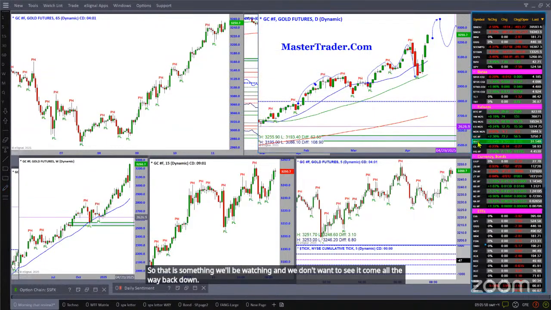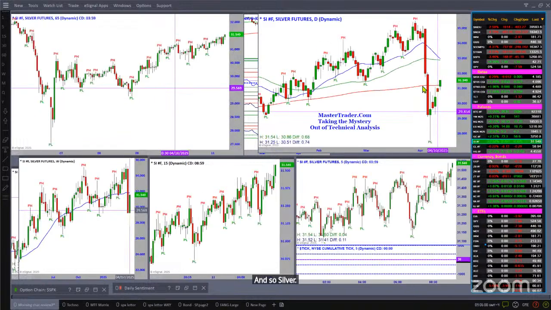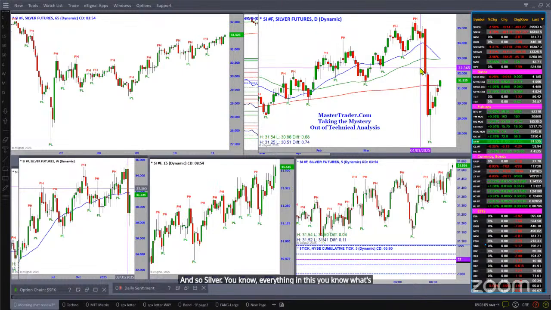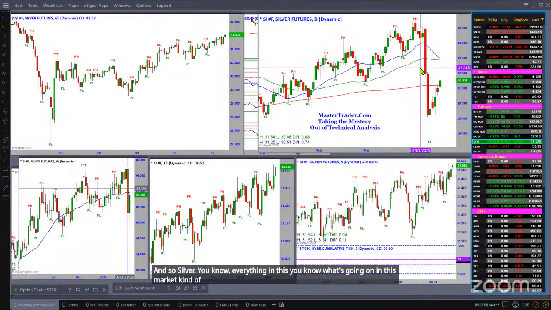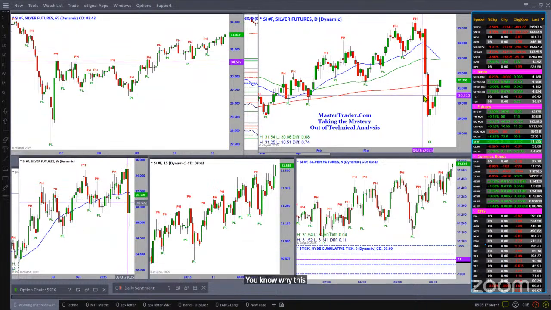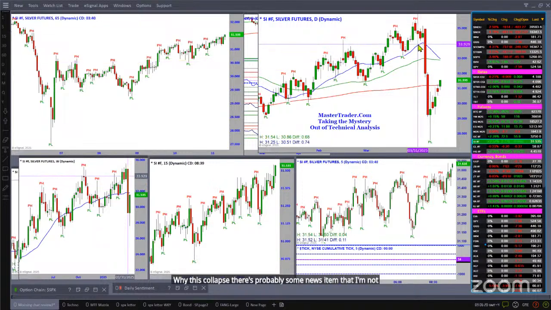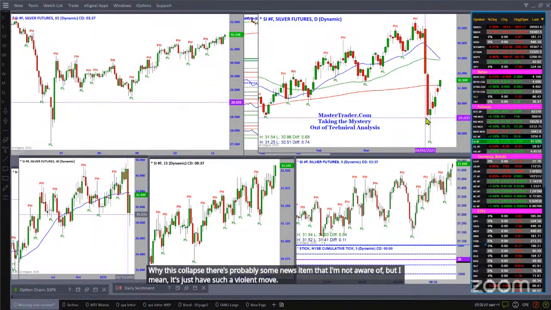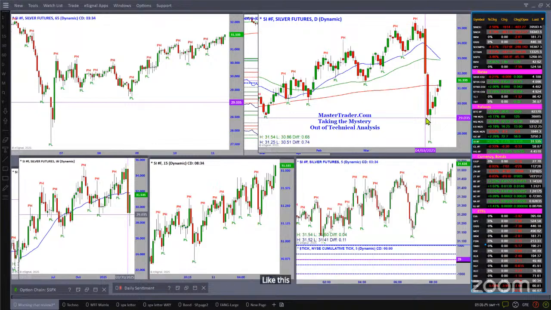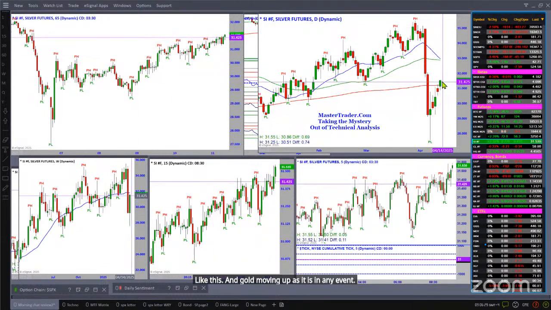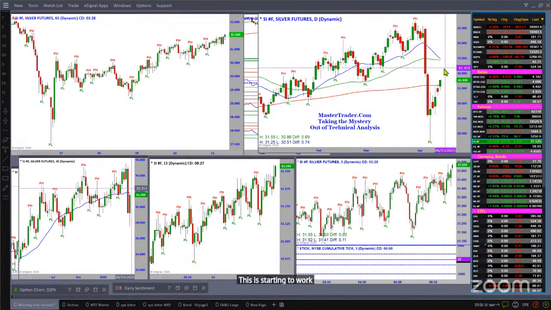And so silver, what's going on in this market, some things are somewhat in sync, but out of sync and kind of crazy to figure out, why this collapse. There's probably some news item that I'm not aware of, but it's just such a violent move like this, and gold moving up as it is. In any event, this is starting to work its way higher. We'll just see how it is.